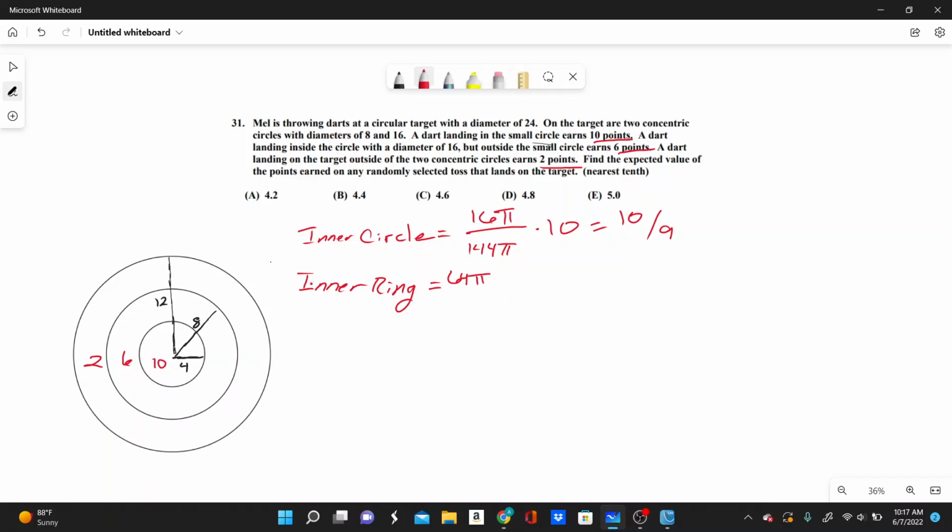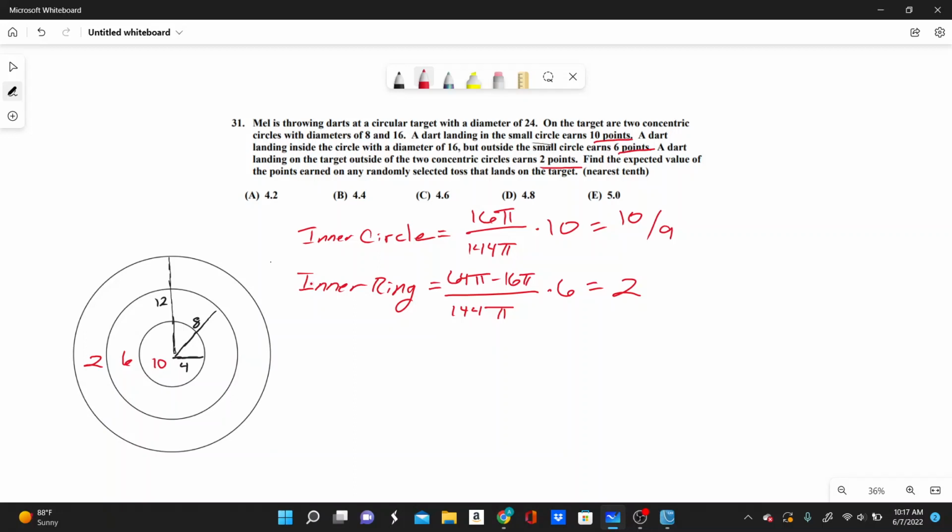The area of the inner circle is 16 pi, so I can just subtract that out. And then once again, divided by 144 pi, because that's the total area. You get 6 points from that, so multiply by 6. Of course, the pi's will cancel. 64 minus 16 is 48, divided by 144 is 1/3, times 6 is 2. So that's the expected value for the inner ring.